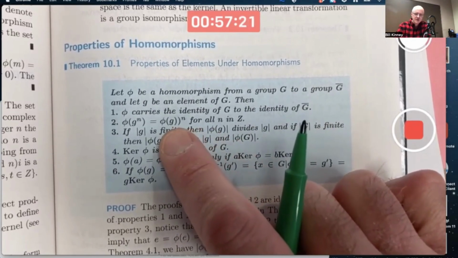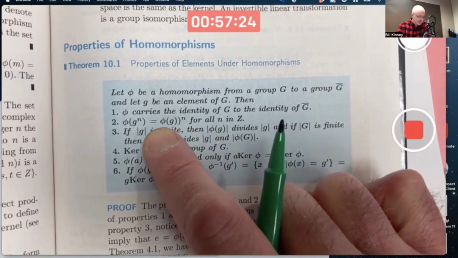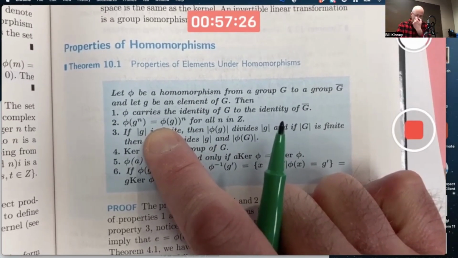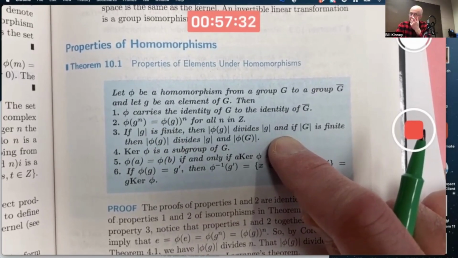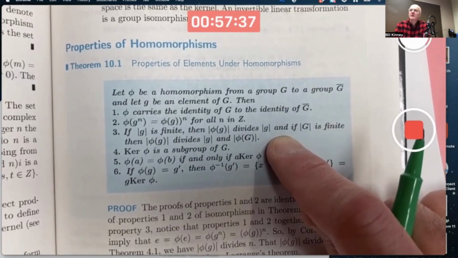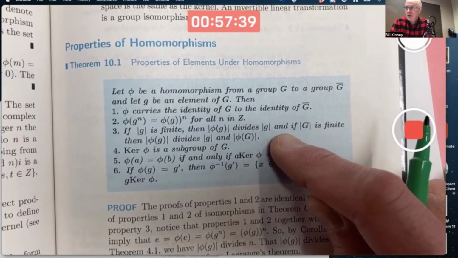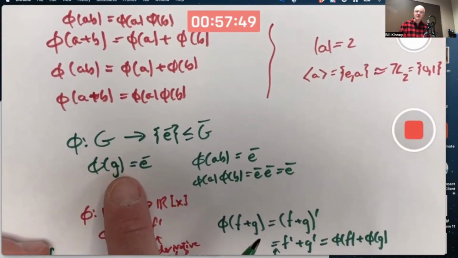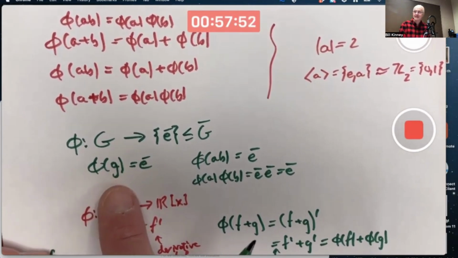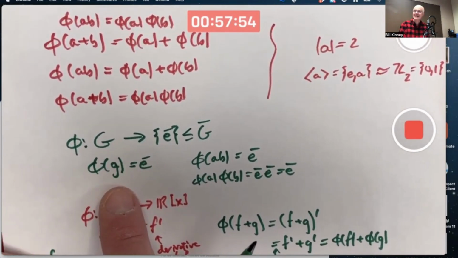Phi of g to the n is phi of g, to the n. The book forgot a parenthesis there, typo. Here's something a little different though. With isomorphisms, the order of g matched the order of phi of g. But with homomorphisms, the order of phi of g might be less than the order of g. As a trivial example, consider that one. The order of phi of g is 1 no matter what g is when you're mapping everything to the identity. So with homomorphisms, the order can go down. It can't go up, but it can go down.